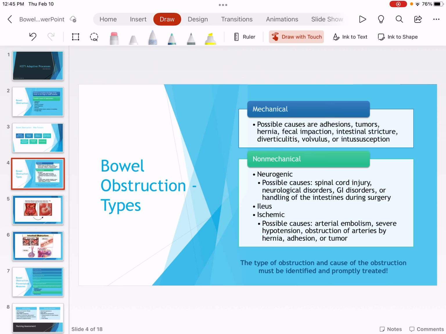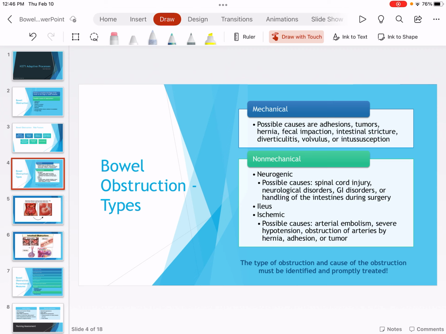And then there's non-mechanical, and that is caused by diminished peristalsis within the bowel. So here there's not a structural issue that's causing the obstruction. There are types of non-mechanical: neurogenic, ileus, and ischemic. Neurogenic is basically where there's an interference with the nerve supply in the intestine, and then that causes reduced mobility and peristalsis within the bowel, and the stool doesn't move through the intestines.